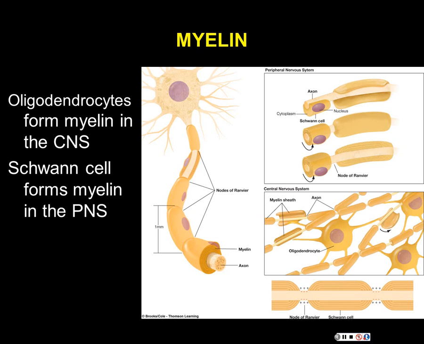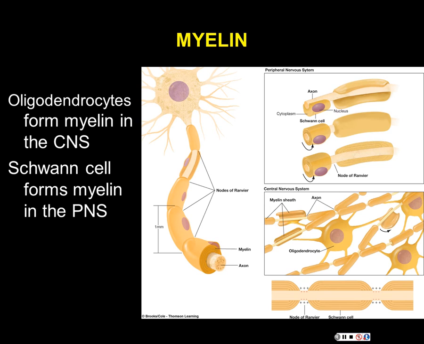The cell types that form myelin in the brain and the spinal cord are called oligodendrocytes. And in the peripheral nervous system, the cells that form myelin are called Schwann cells. So in other words, the myelin's not another nerve. It's some other specialized cell type, an oligodendrocyte or a Schwann cell, depending if you're looking at a cranial nerve or a spinal nerve.